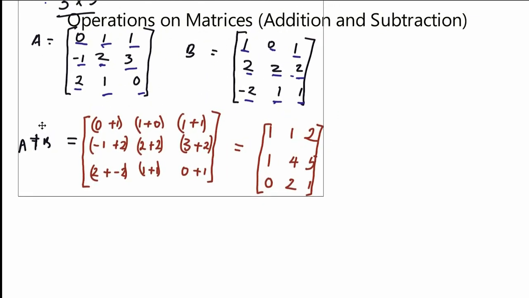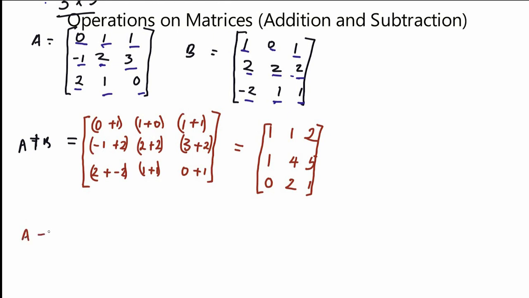I'll try and keep that matrix there so that we can use it. Then if we say now we have A minus B. So for A minus B, we are subtracting now. The only difference is that we are doing subtraction, but the elements remain the same, so that we have this looking like this. So we'll have 0 minus 1, 1 minus 0, then we have 1 minus 1.